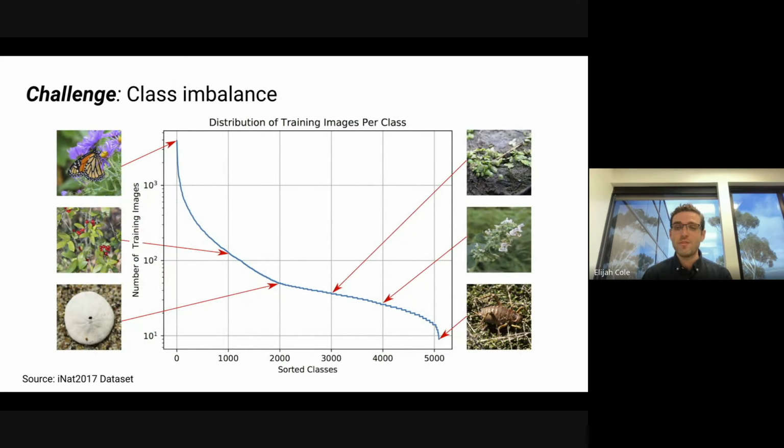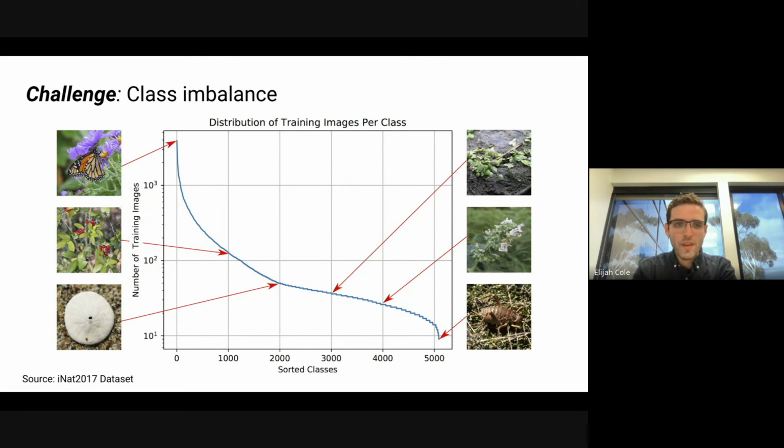This data also tends to be very imbalanced. As you can imagine, with people collecting these observations as they walk around their cities or go on hikes, naturally common species get photographed a lot more often than rare species. And there are also other biases in how this data is collected. But typically you have orders of magnitude of difference between the most common species in your data set and the rarest species in your data set.